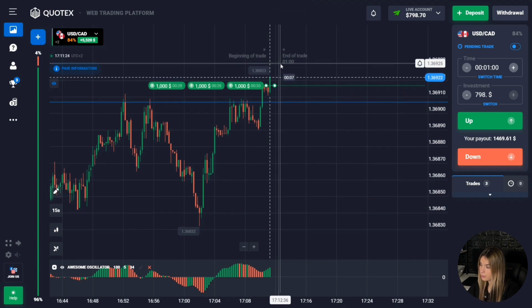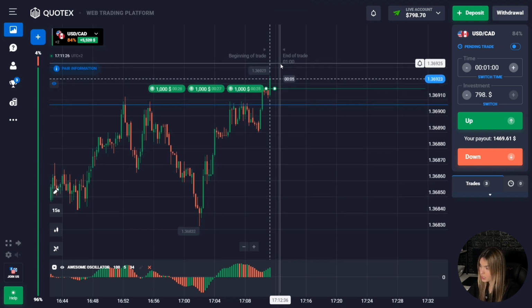As we can see, confident impulsive green candles continue to form on the chart. Also, of course, there are small pullbacks down, but the most important thing here is that the overall price potential is going up. So guys, let's wait for the result.